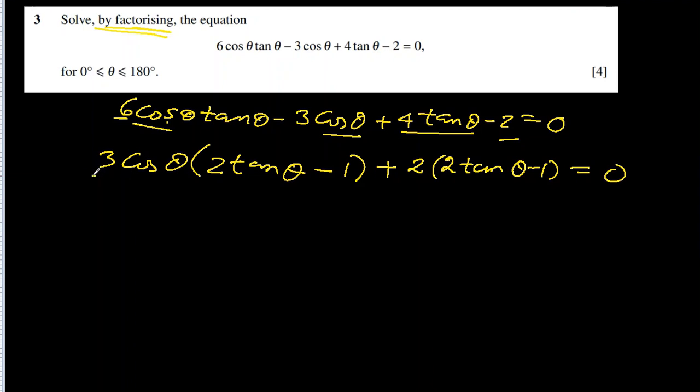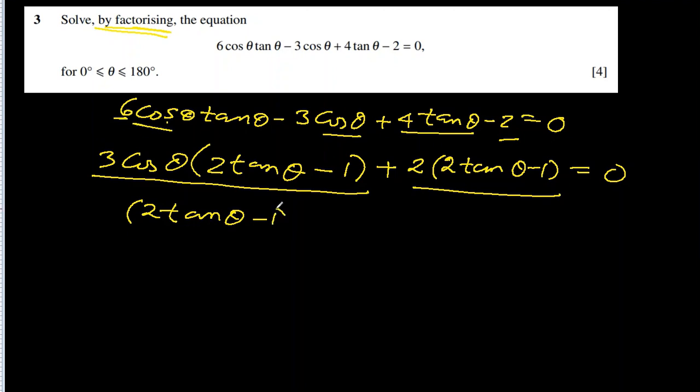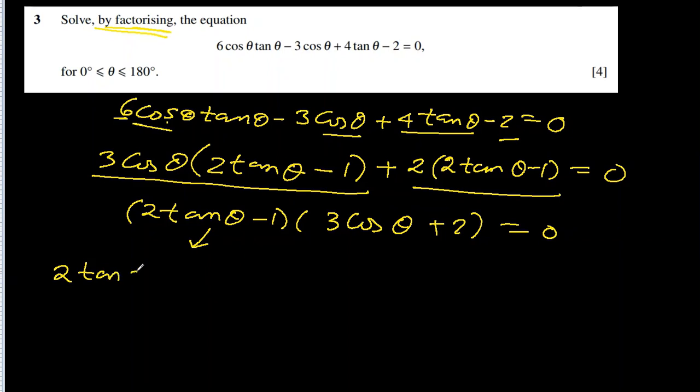Now we have two terms. One is this, and 2 tan theta minus 1 is in both. Take that as common now. So what are we left with? 3 cos theta here and plus 2 on the other side equal to 0, and we factored it as they suggested. So since the multiplication is 0, that means either this is 0, 2 tan theta minus 1 is 0, that gives us tan theta equal to 1 over 2, right?